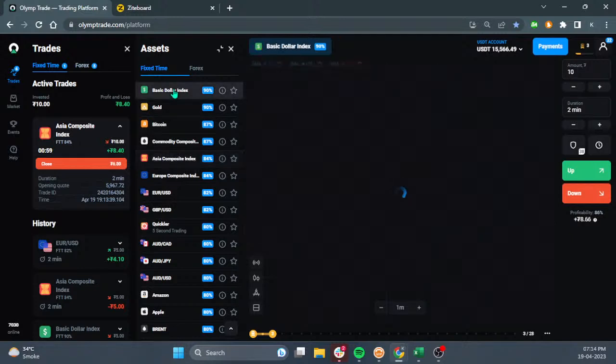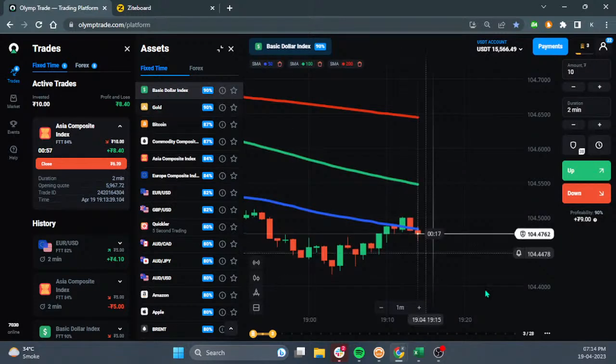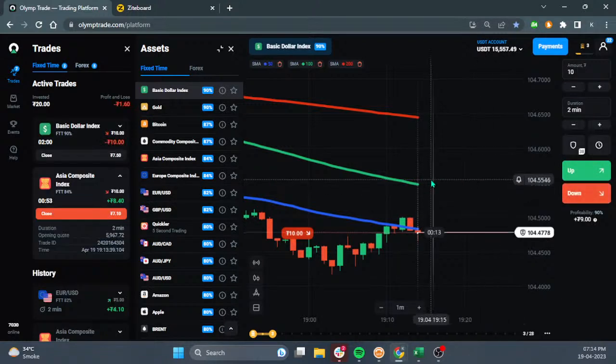As of now, it's in profit, but there's still a minute left. I can open a down trade over here of 10. Let's see how this one will go.